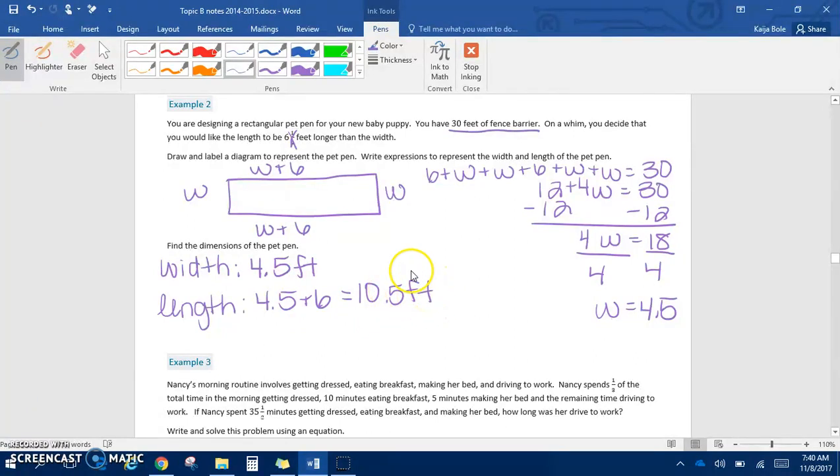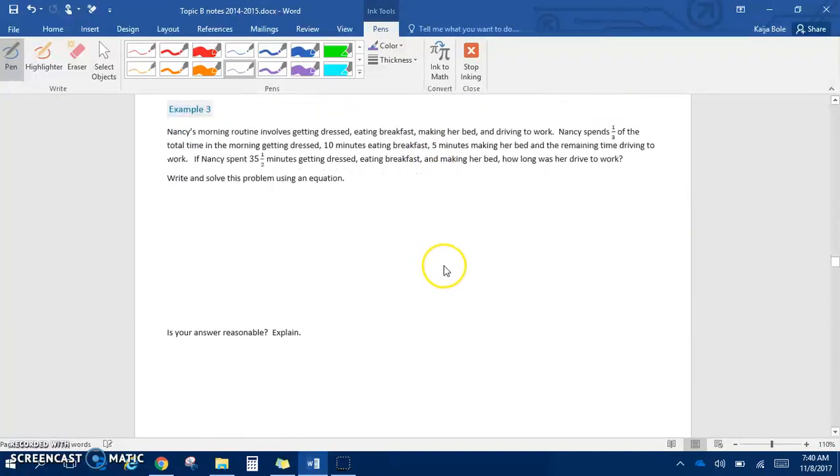Okay, so if we look at example 3 now, example 3 says Nancy's morning routine involves getting dressed, eating breakfast, making her bed, and driving to work. Nancy spends one third of the total time in the morning getting dressed, 10 minutes eating breakfast, 5 minutes making her bed, and the remaining time driving to work. If she spends 35.5 minutes getting dressed, eating breakfast, and making her bed, how long was her drive to work?